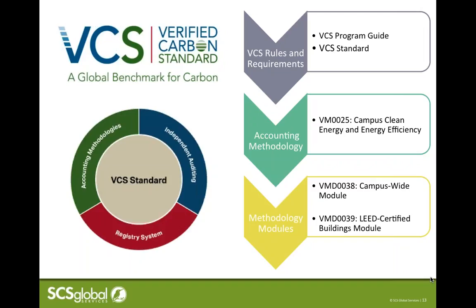Now, as the VCS program applies to the campus clean energy and energy efficiency project type, the diagram on the right side of the screen indicates the hierarchy of the different documents involved in the VCS program. At the highest level, at the top, is the VCS parent standard document and the VCS program guide. These documents must be coupled with an approved accounting methodology. And in this case, that is the VM0025 methodology. This methodology is a little unique because it must also be used with one or both of the VCS modules listed below. Therefore, any given university participating in an offset credit generation project using this methodology will need to meet all of the applicable requirements set out in each of these documents listed here. Next.